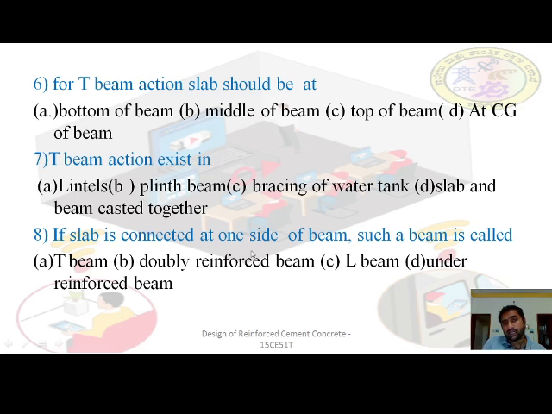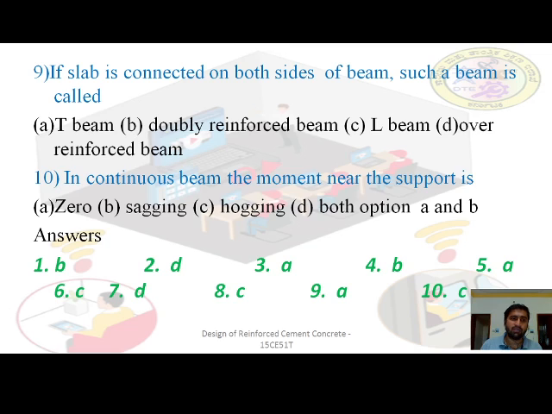If the slab is connected to one side of the beam, such a beam is called a T-beam, doubly reinforced beam, L-beam, or under reinforced beam? Say the slab is connected to one side of the beam. So on one side of the beam only the slab is there, then that is the L-beam. If the slab is connected on both sides of the beam, such a beam is called the T-beam. On both sides of the beam the slab is there. So just recapping, this multiple choice question will help you to recollect.